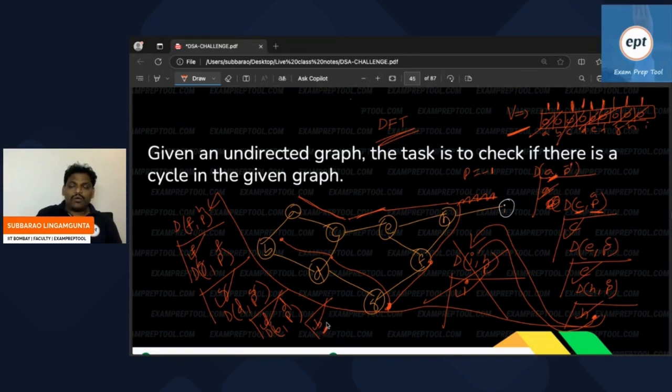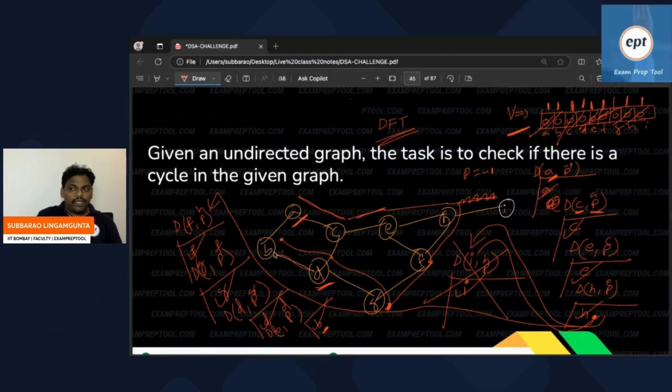I am at B now. B adjacent what? D also, A also. Both are adjacent, but interesting is B previous is D. B previous is not A but visited. This means cycle. What is the meaning? You have to come by some other path. You came to the old one by the same edge.